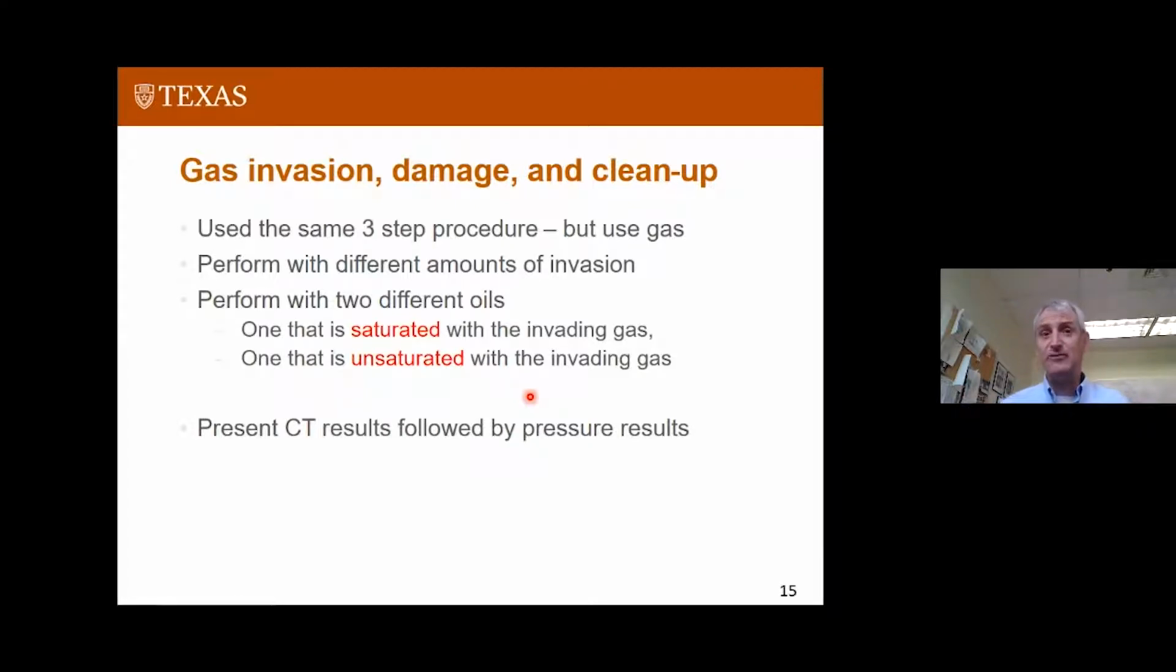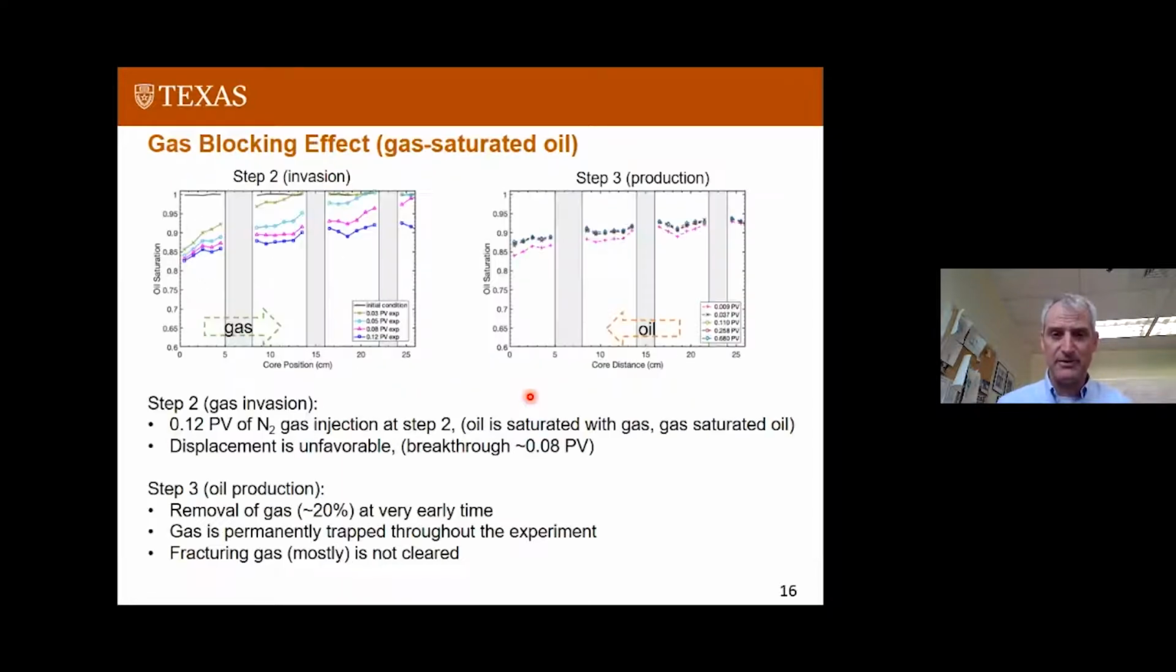I'll show you some CT results of both the invasion step and the production step, and also the pressure results for these. Exactly the same type of setup. Okay, so this is with the gas saturated oil. We invade the gas into our core. We basically try to stop at a certain place, and then we do a production step here.